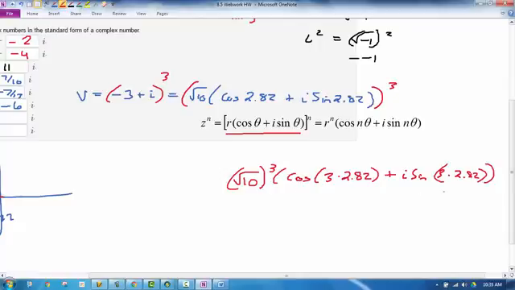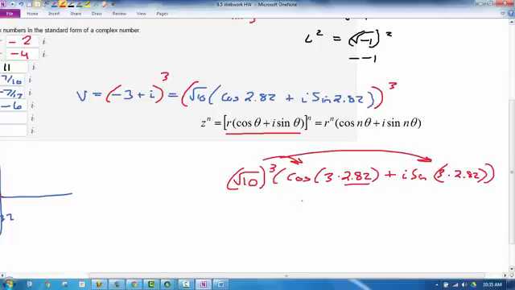And that's my answer. They do want an a plus bi form, so I am going to have to distribute this now to both terms. This is something I'm going to do in the calculator. I'm going to do the square root of 10 cubed, I'm going to multiply by the cosine of 3 times that number in my calculator. I'm going to grab that without rounding it.